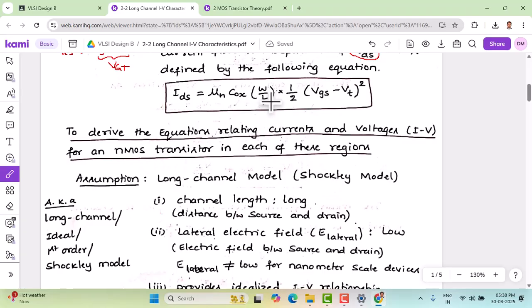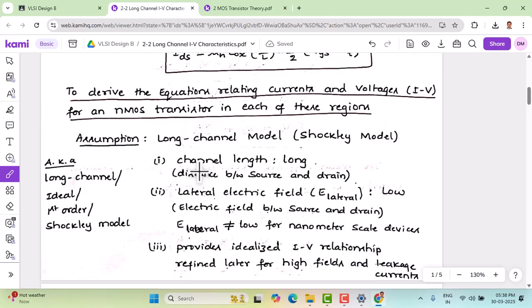Though we have mentioned the equations here, we will derive each one of these equations separately in the various regions of operation. First, we'll assume a couple of things before we proceed to the derivation. We assume the MOSFET is of a long channel, and therefore the long channel model, also called the Shockley model, is going to be assumed in this derivation.